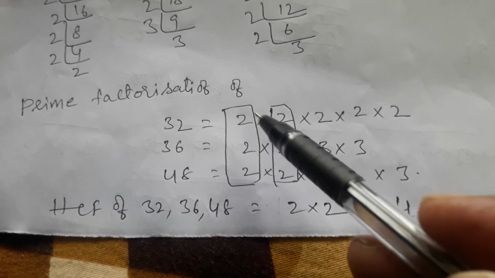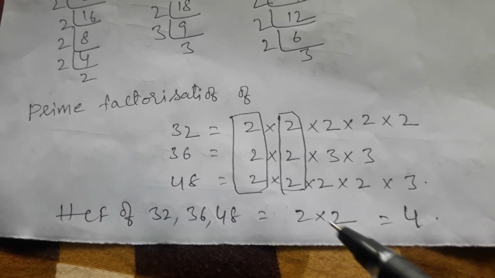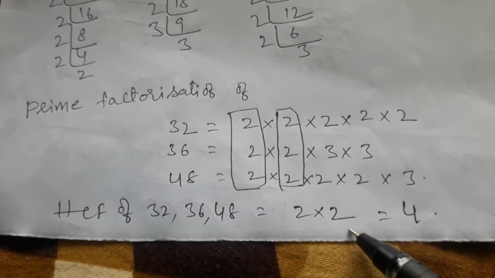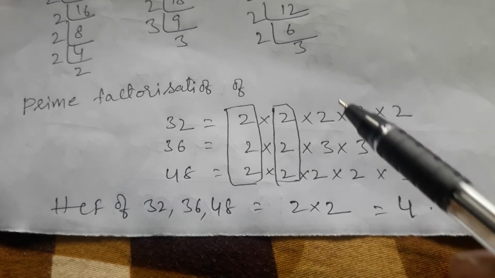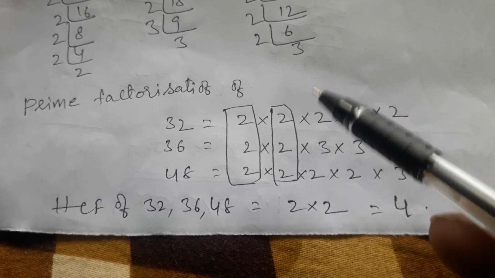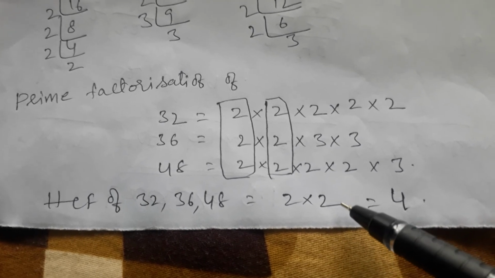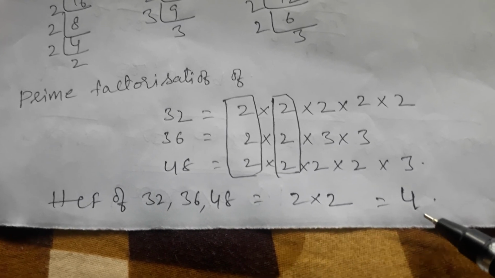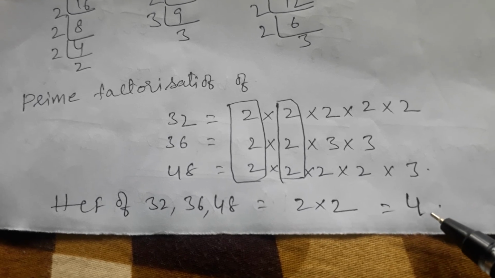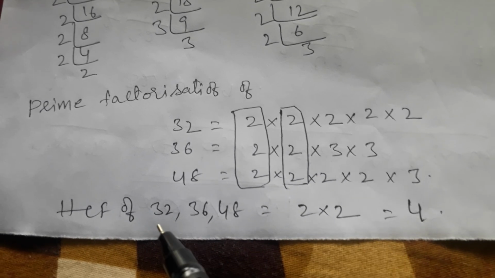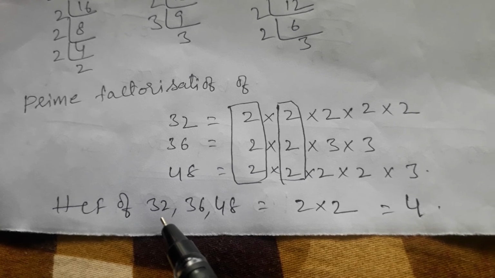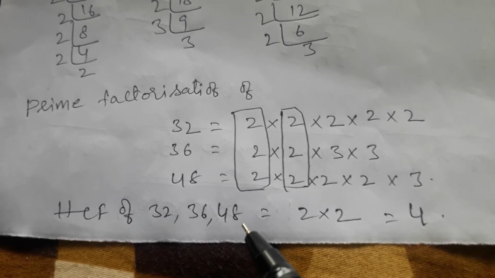Here see, 2 is common in all, and the next 2 is also common in all 3 rows, so take it one time. If any number is common in all rows, then only take it one time and multiply here. The multiplication you get is the HCF. Now 4 is the HCF, the highest common factor, for 32, 36, 48.